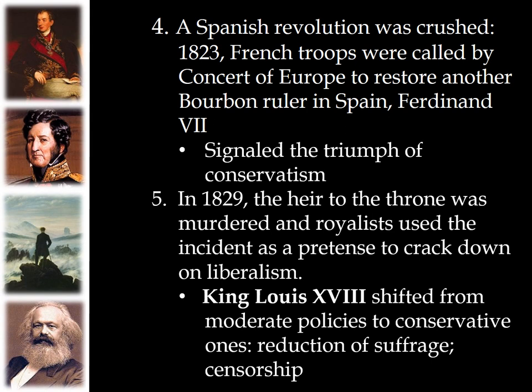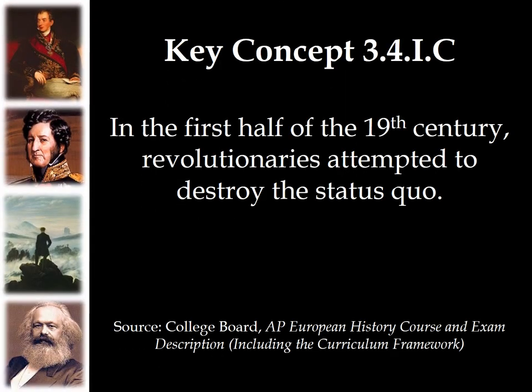King Louis XVIII shifted from having moderate policies to more staunchly conservative ones as a reaction to this. The reduction of suffrage, meaning lessening the number of people who could have the vote, even censoring the press a bit. So you start seeing less of a more moderate constitutional monarchy and more of a conservative constitutional monarchy under King Louis XVIII by the late 1820s. Key concept.